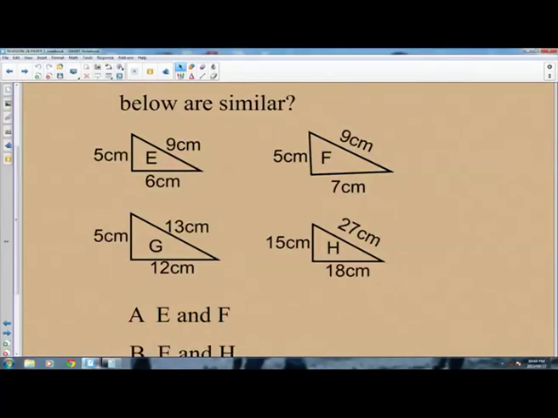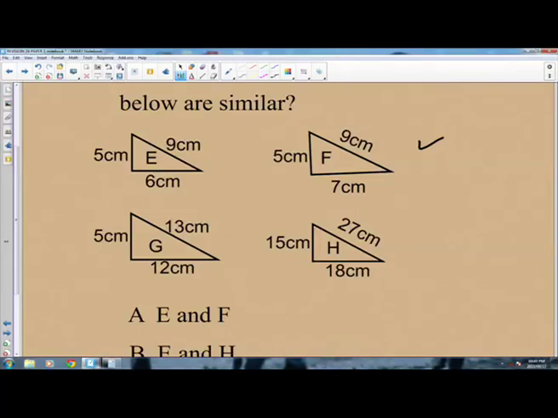Triangle E is measuring 5, 9, and 6, and then F is 5, 9, 7. So let us check the first alternative, E and F. It's simpler to use the alternatives here. So let's check alternative A, E and F. The triangle E is 5, 9, 6. And we need to compare this to triangle F, which is 5, 9, 7.